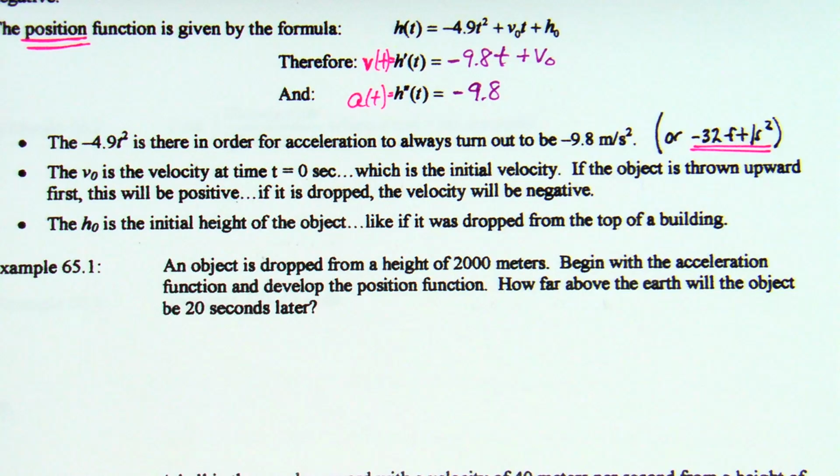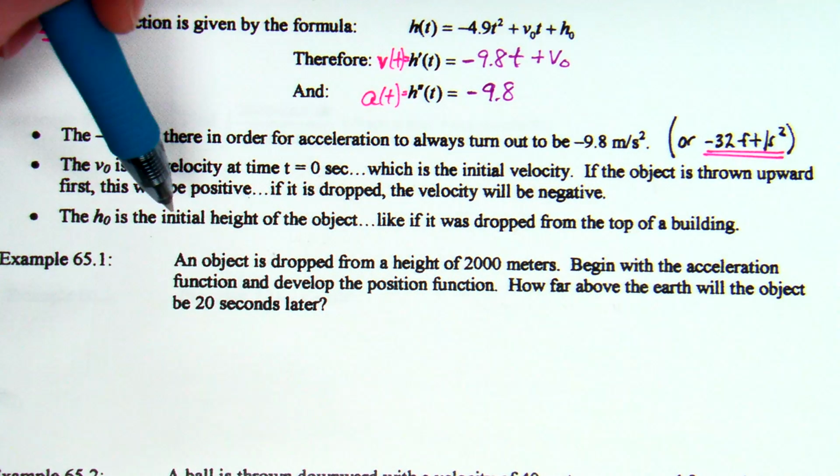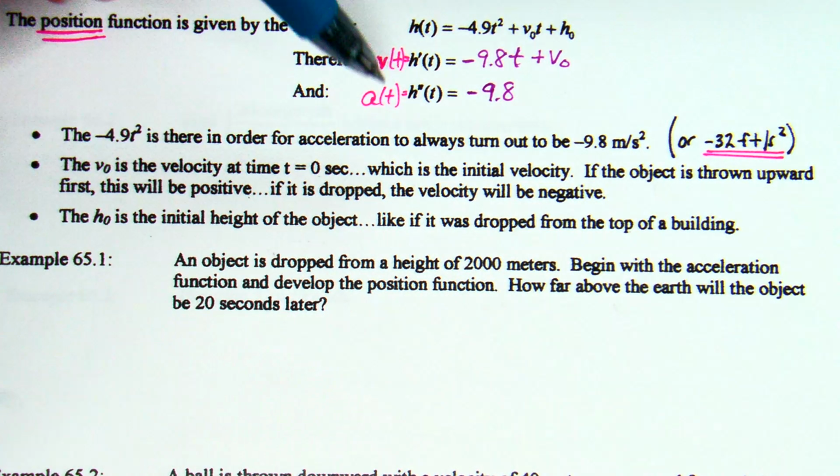An object is dropped from a height of 2,000 meters. Begin with the acceleration function and develop the position function. How far above the Earth will the object be 20 seconds later? Okay, so notice, what did it say to begin with? It's dropped. My velocity will end up being negative. Yes. Now, notice it says to begin with the acceleration function. What is our basic acceleration? Negative 9.8, right? So we're beginning with a of t equaling negative 9.8.